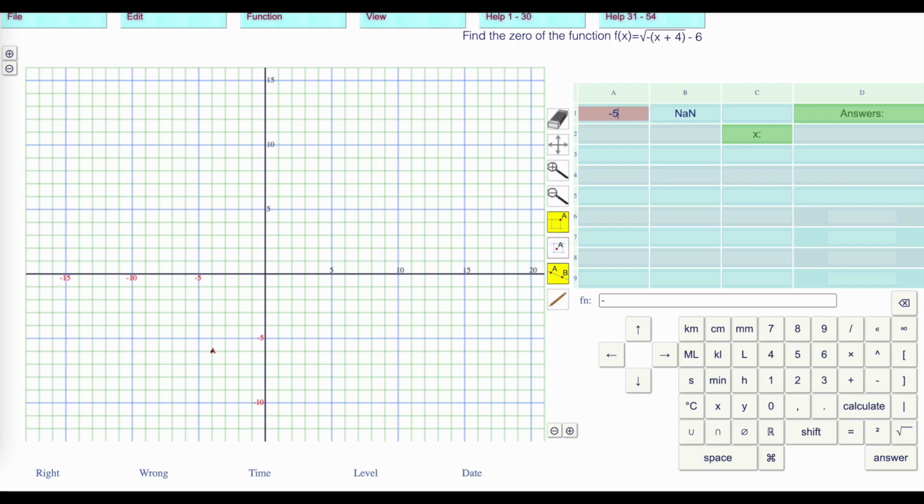How about negative 5? We end up getting negative 5. At negative 8 gives us negative 4. This is what it's going to look like. Eventually, it's going to cross the x-axis.